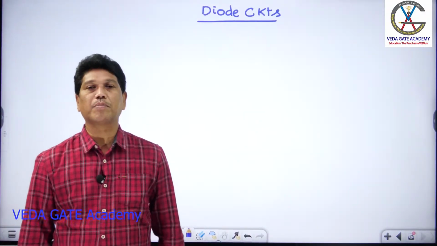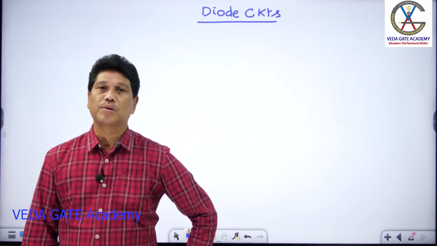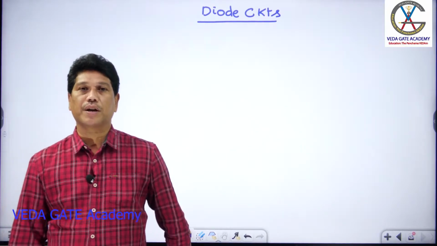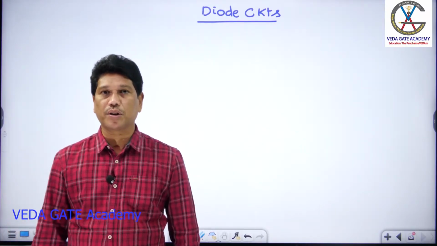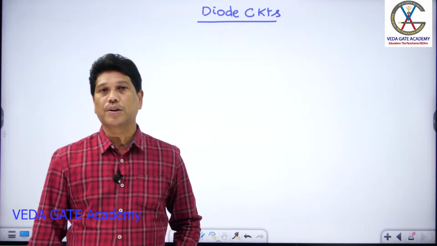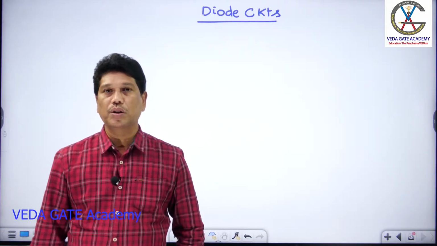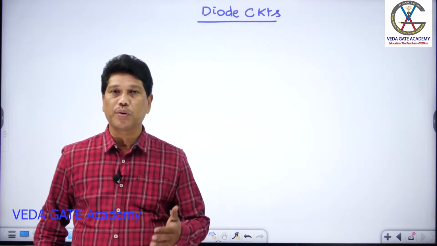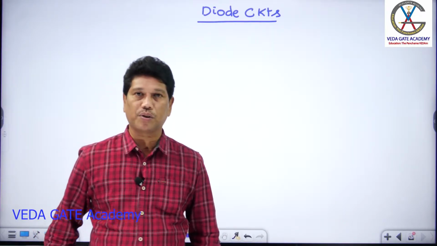Hi, now we discuss something about diode circuits. A PN diode is obtained by diffusing P-type and N-type material together. Because of the barrier effect, you can consider that a diode is biased by the applied source, and a diode can be biased in two ways: one is forward bias, the other is reverse bias.